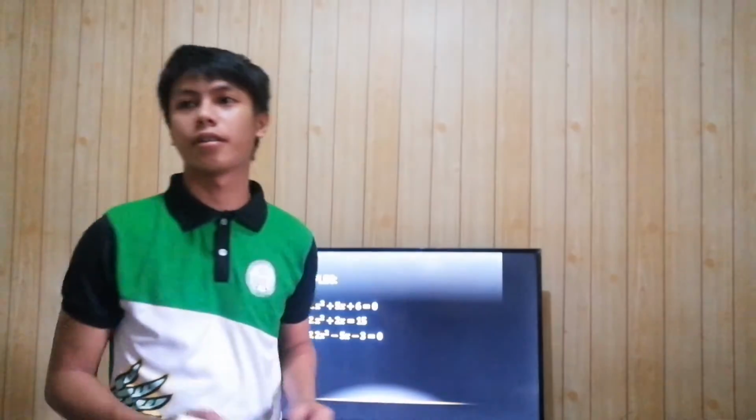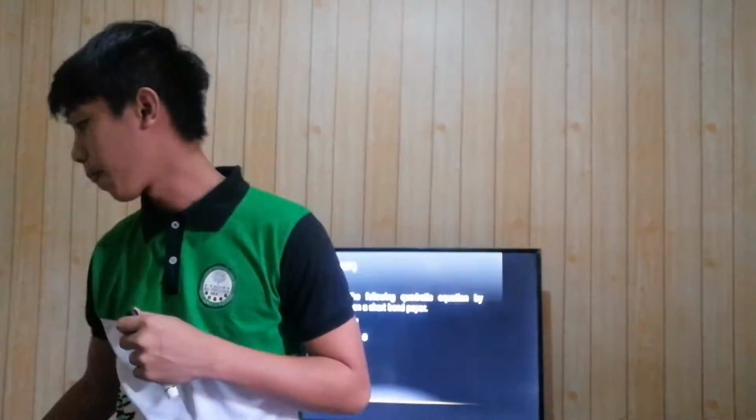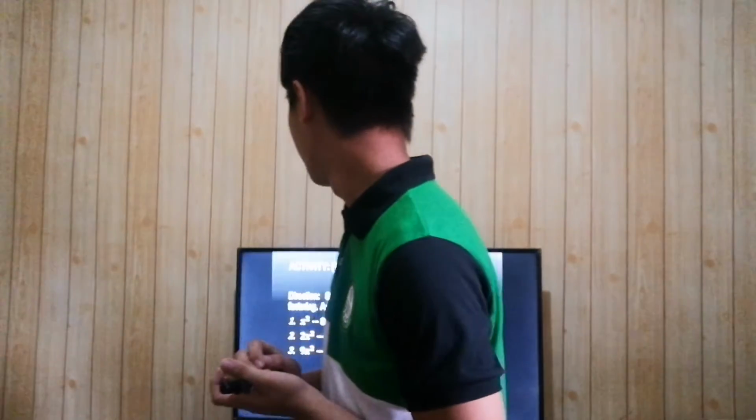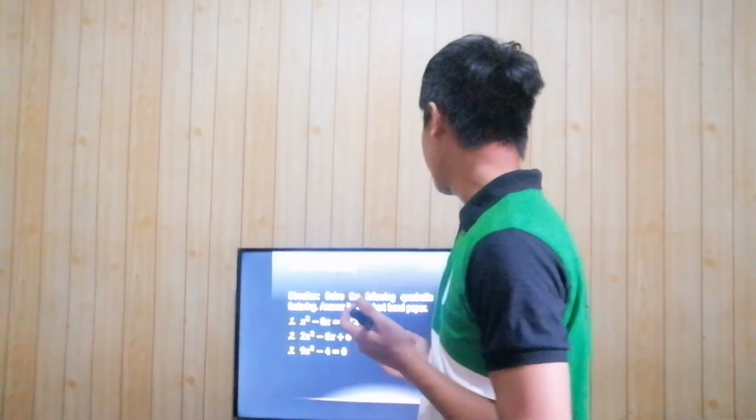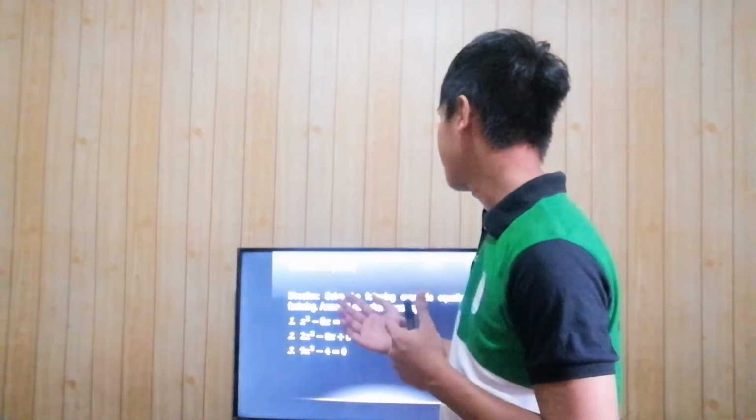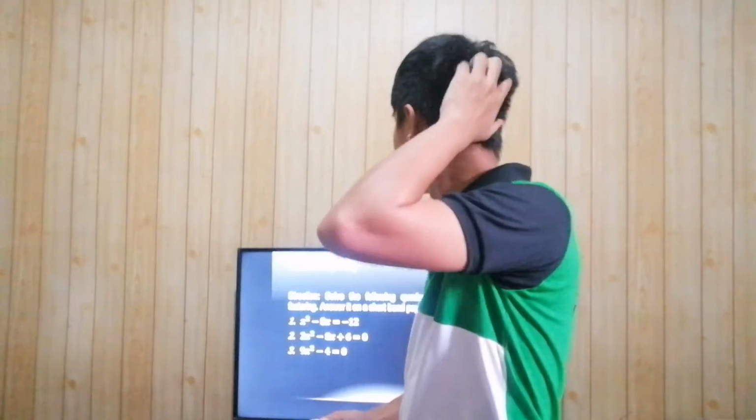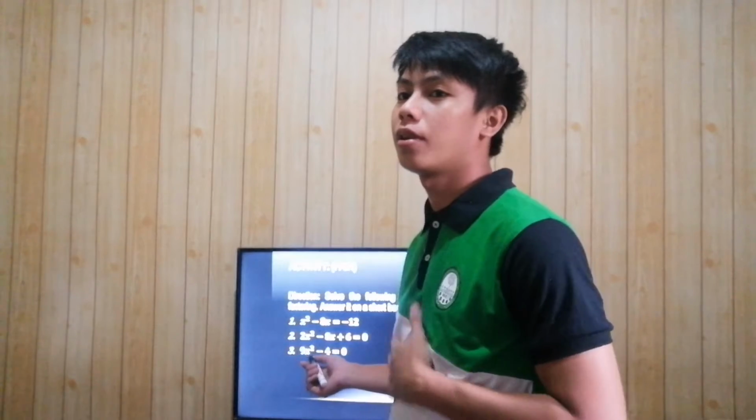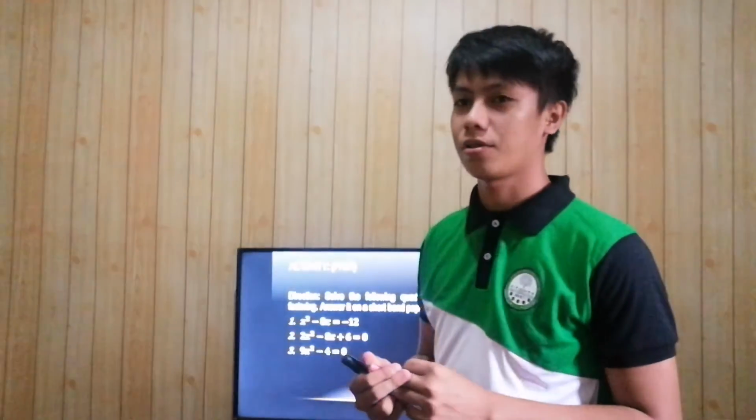Since you didn't have questions, let's proceed with our next activity. So, again, by pair. So, let me read the direction for you. Solve the following quadratic equation by factoring. Answer it on a short bond paper. So, just solve the following equation. So, just simply follow the steps. Yung una, yung standard form, factoring at equate natin sa 0. So, by pair, 5 minutes, we'll do it. So, start.